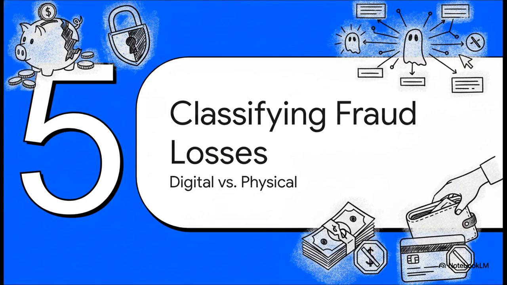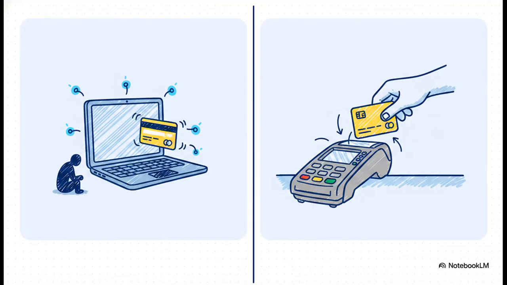Part 5, classifying fraud losses, digital versus physical. Now, it's not enough for the bank to just give us a total dollar amount and call it a day. The standard requires a really strict dichotomy here: card not present fraud versus card present fraud. So card not present, or CNP fraud, represents your modern digital cyber threats. These are the non-face-to-face transactions, things done online, over the phone, or by mail using just the card number and the security code. On the flip side is card-present fraud, which is your traditional, old-school physical theft, where a stolen physical card is used face-to-face with a merchant.